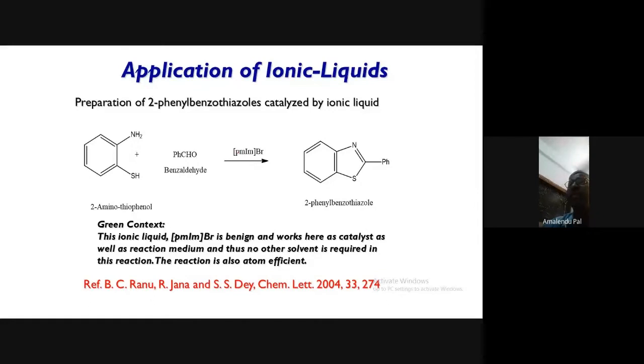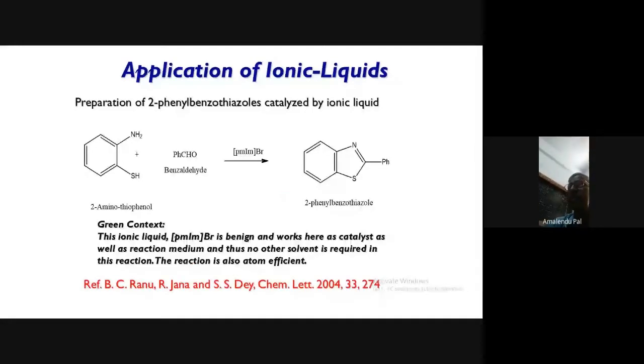The ionic liquid acts as a catalyst, and you can recover it. So you get the product and there is no byproduct. Only the catalyst remains in the reaction mixture, and you can recover it. These ionic liquids are benign and work here as catalyst as well as reaction medium, so no other solvent is required in this reaction. This reaction is also atom efficient: as many atoms as go in come out in the product.